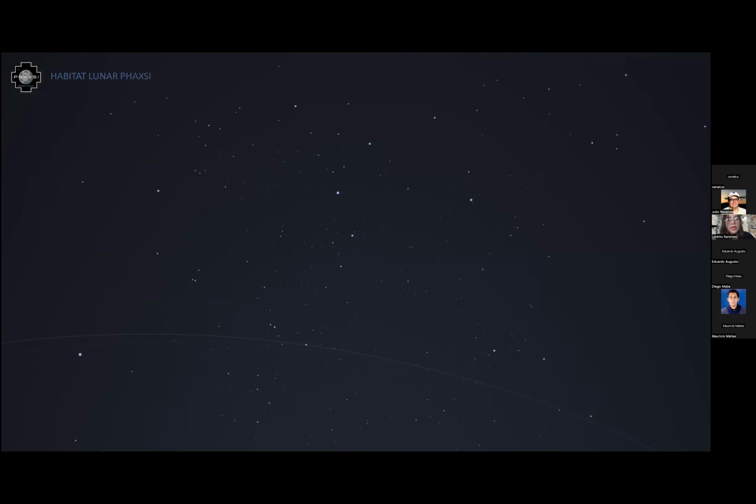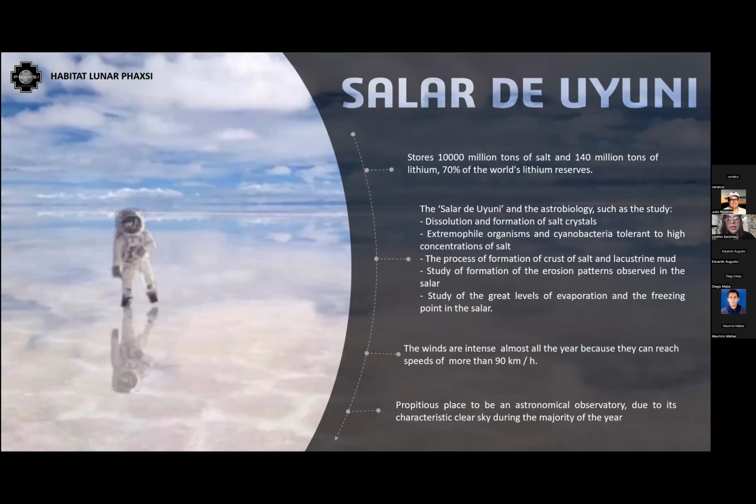So the Salar de Uyuni has several characteristics that make it suitable for these simulations, such as the fact that it has millions of tons of salt and it's the largest lithium reserve in the world. And the Salar de Uyuni is also relevant to astrobiology, such as the study, for example, of dissolution and formation of salt crystals or extremophile organisms and cyanobacteria tolerant to high concentrations of salt, and many studies in this place.